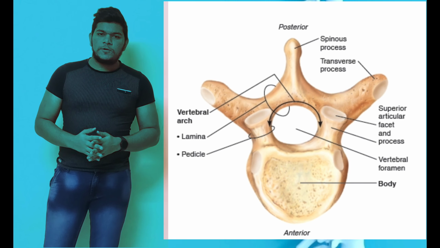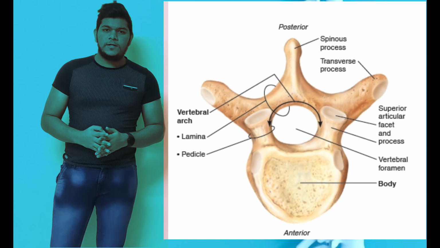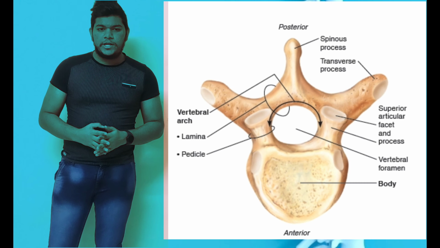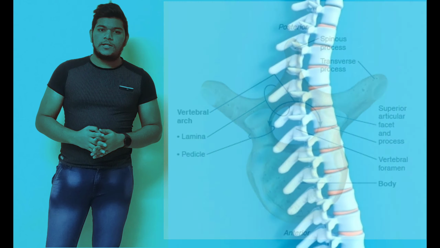As we extend backwards from the body of the vertebra, it consists of a pair of pedicles and a pair of laminae. The pedicles project backwards from the body to unite with the laminae.